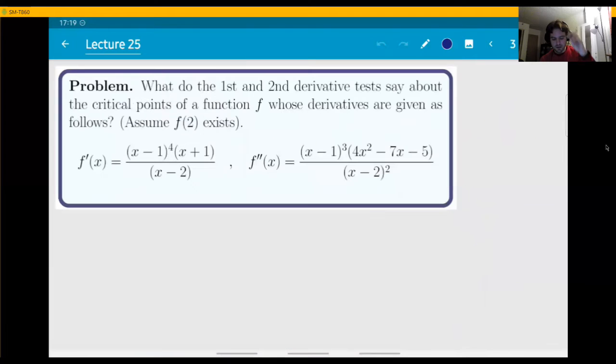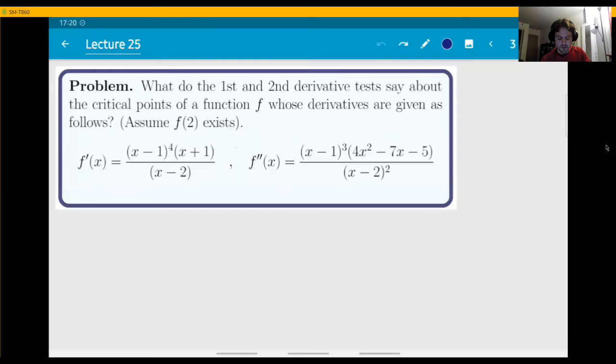Okay. So here's the first problem that I have for this topic. What do the first and second derivative tests say about the critical points of a function f whose derivatives are given as follows? And also assume that f of 2 exists. So I'm not giving you the actual f, I'm just giving the derivatives.